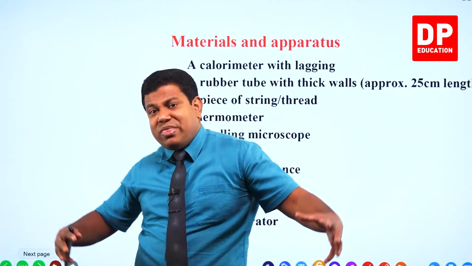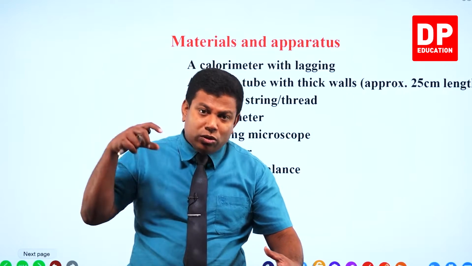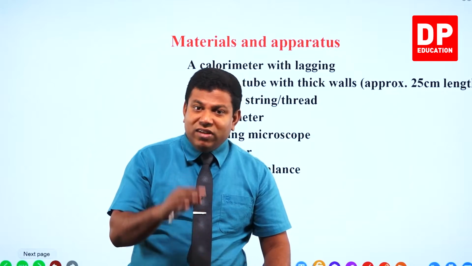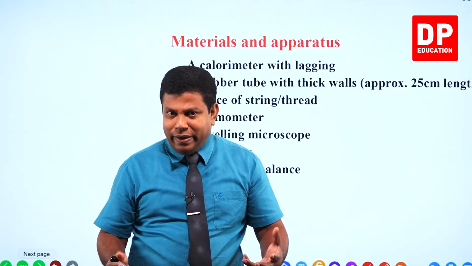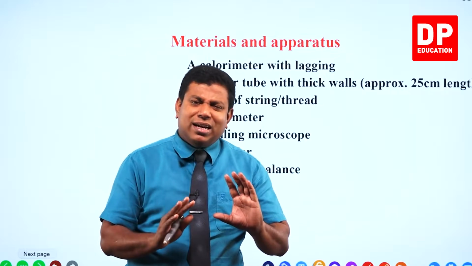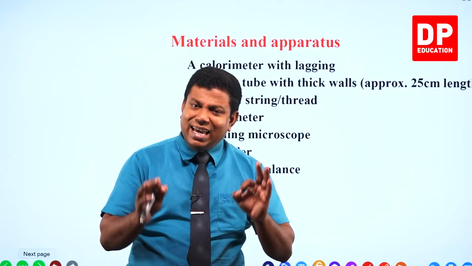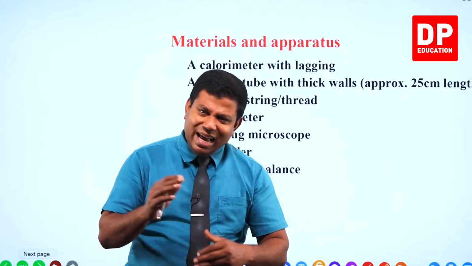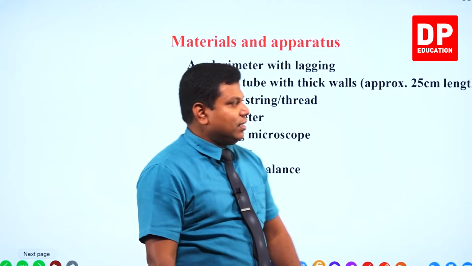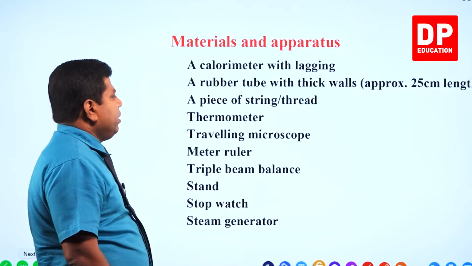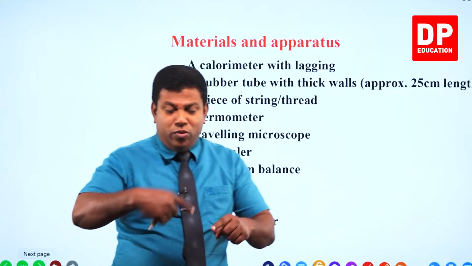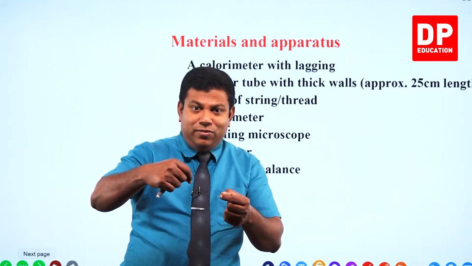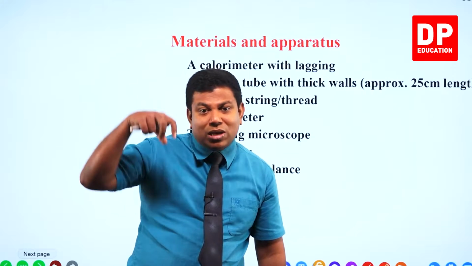If you take too lengthy ones, rolling them and submerging that in the water will be difficult because calorimeter you won't get so big ones, right? So 25 centimeter is usually considered to be optimum level. Doesn't exactly have to be 25 centimeter. Around that, even 30-35 centimeter is fine. That's okay. A piece of string or thread. Why do we need the thread? To tie that. After you make the rings, you have to tie it with the rubber tube. Otherwise, how do you submerge it?